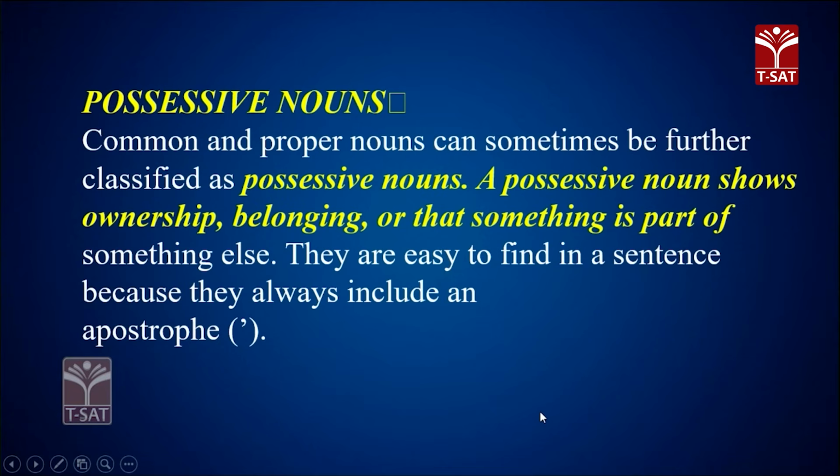They are called possessive nouns. Okay. Common and proper nouns can sometimes be further classified as possessive nouns. A possessive noun shows ownership, belongingness, or that something is a part of something else, right? They are easy to find in a sentence because they always include an apostrophe, right? These possessive nouns are always indicated with the apostrophe. If an apostrophe comes, you can easily categorize those nouns under the category of possessive nouns.